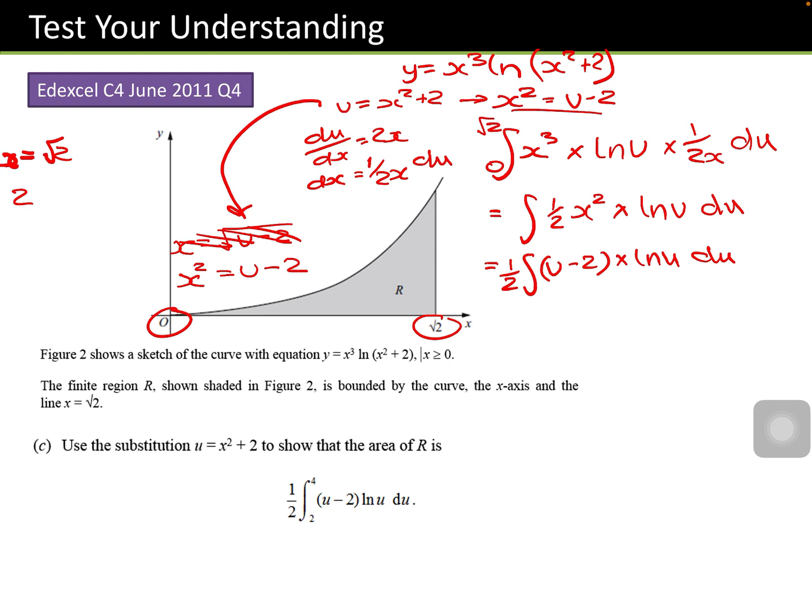2, sorry, 2 plus 2 to give us 4. When x equals 0, we're going to have 0 equals u take away 2. So we have u equaling 2. So there are our limits of 4 and 2.